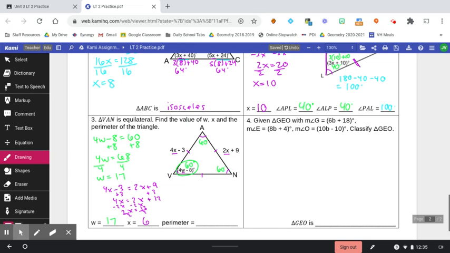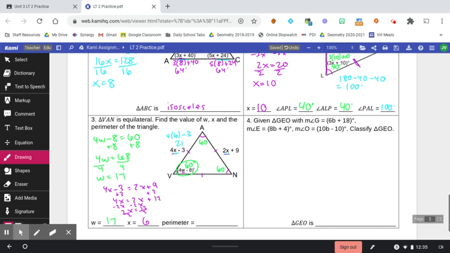Right now I just know that I've just gotten x. And then on my sides I have a couple expressions with x. So since we know what x is, I'm going to plug or substitute 6 in for x. So here, 4 times 6 minus 3. So that's 24 minus 3, which is 21.